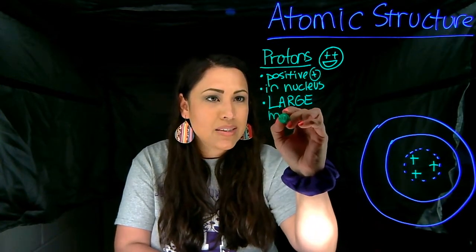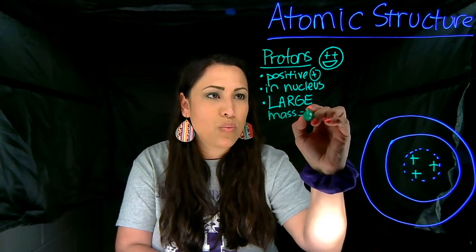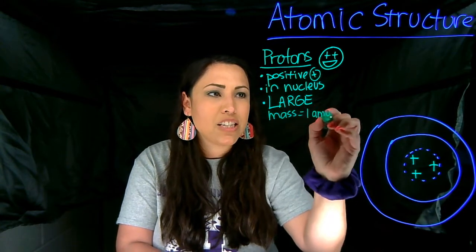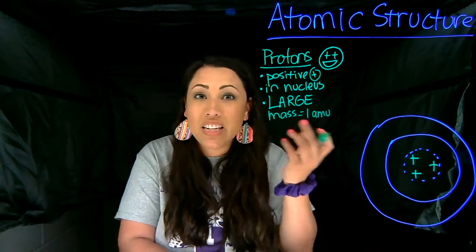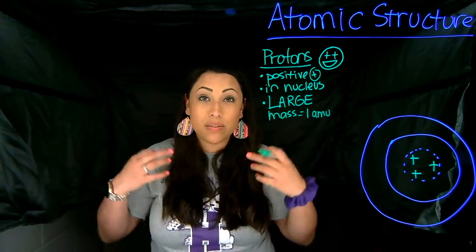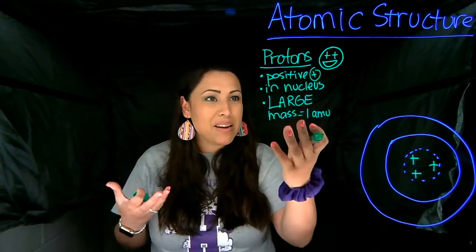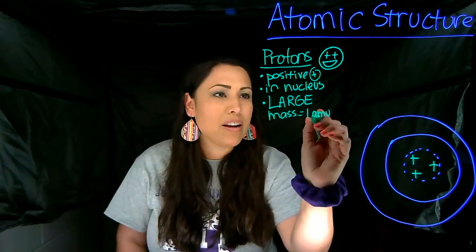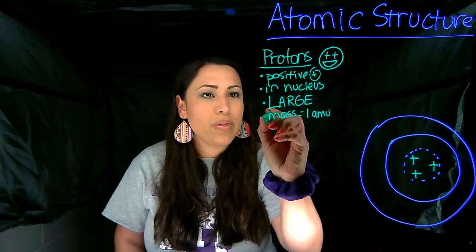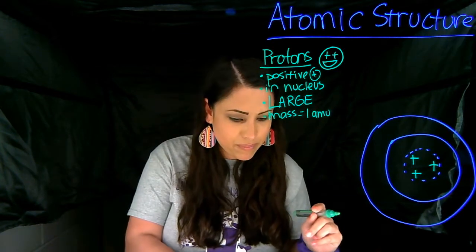Their mass is 1 AMU, and that just stands for atomic mass unit. It's just a way to measure, like we measure ourselves or weigh ourselves in pounds. And because atoms are so small, their unit to measure their mass is AMU.